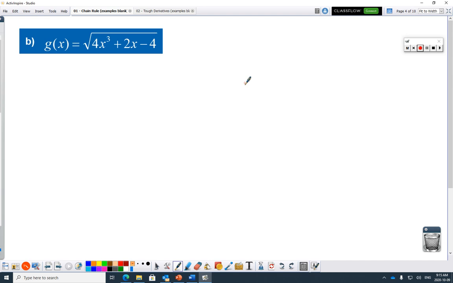Another one. This is not ready to do the chain rule on. I can't jump right to g prime. I first got to take g of x and write it in a more derivative-friendly form. Square roots are power 1/2. And this one would be impossible to do without chain rule, because there's no way to expand these brackets out and get yourself over to power rule.